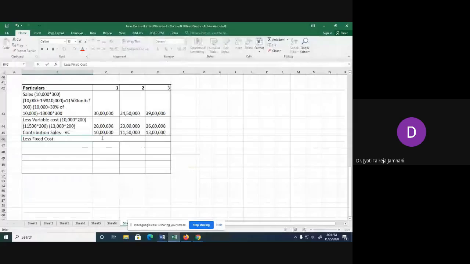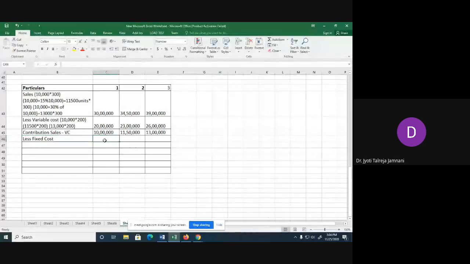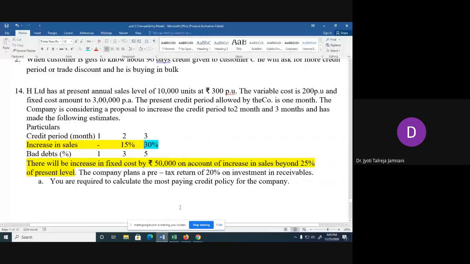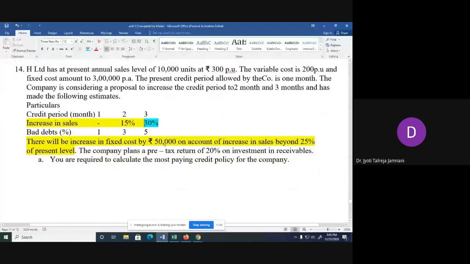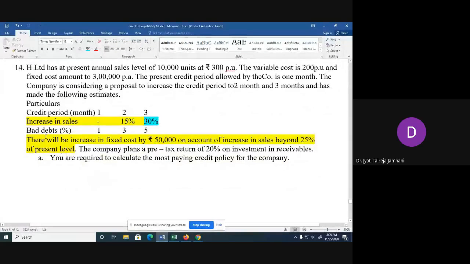So in the first option, as it is 3 lakh, we will take, which is given in the question. In the second option also, we will take it as 3 lakh. And in the third option, it will be 3 lakh 50,000. Because in the third option, the sales is increasing beyond 25%. It is increasing up to 30%. Any doubts in this? No, no, ma'am. Okay.